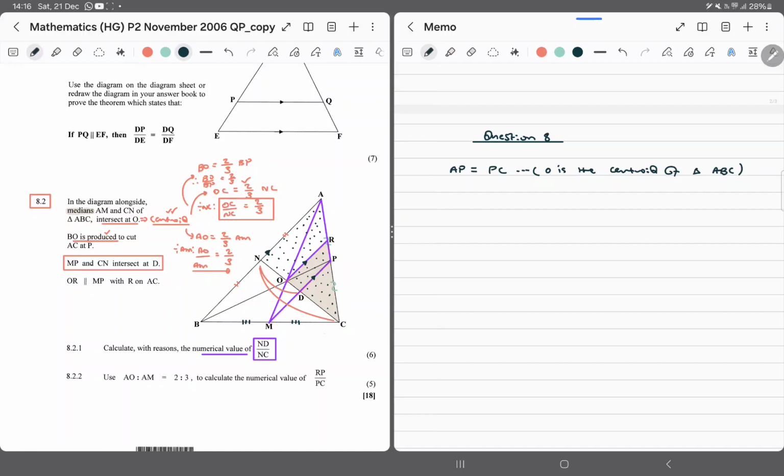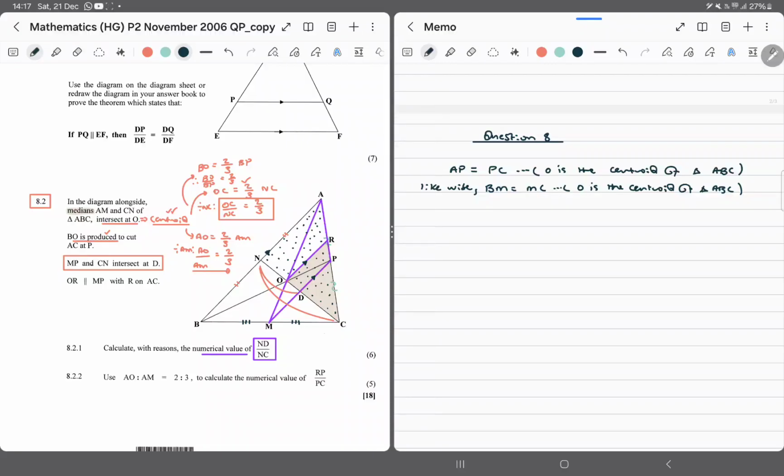And likewise, we can say BM is going to be equal to MC. Again, O is the centroid of triangle ABC. Of course, we were given that this is a median. You can even use that and say AM is the median. So a median will cut that side into two equal parts. So it's not a problem.